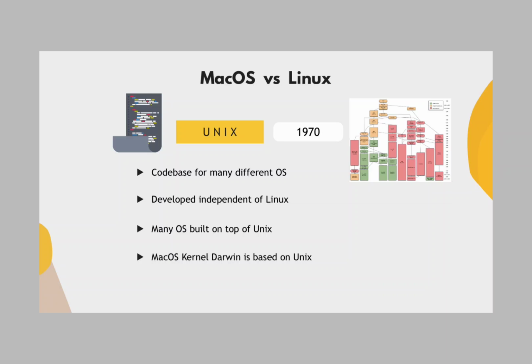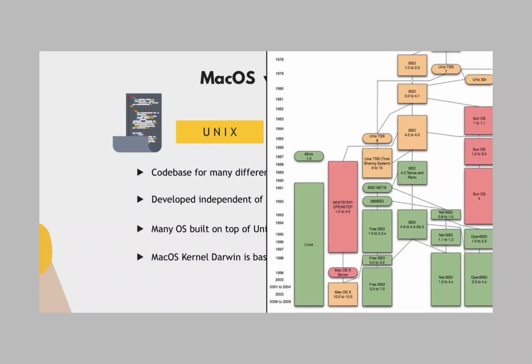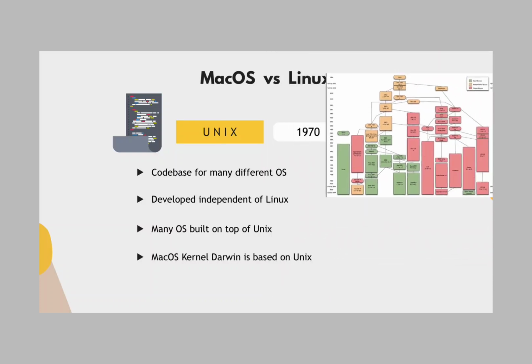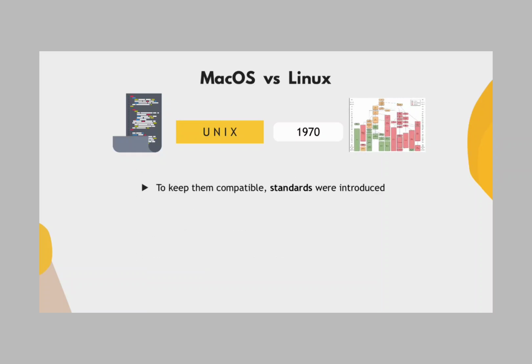So the macOS kernel Darwin, which I mentioned earlier, actually includes source code of one of the Unix-based systems, making macOS one of the most popular operating systems which came out of Unix. And because many different operating systems were developed from Unix, and there were many different versions of them, to keep them compatible with one another, standards were created for programs and applications that would run on these operating systems.